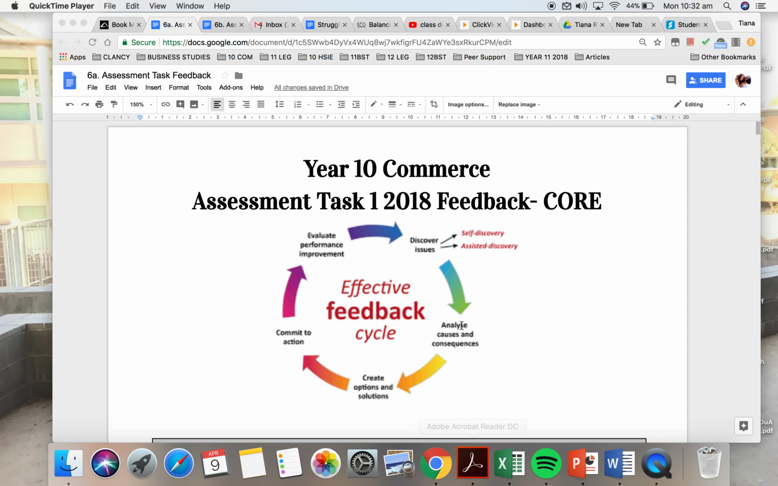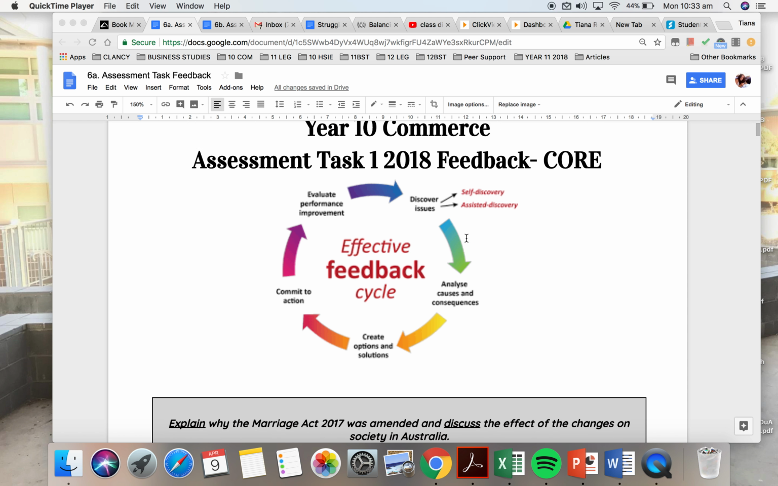And at the top of the document, so you should have your laptops down at the moment, if you can see on the screen, it tells you what the effective feedback cycle is. So we start at this point here where we discover the issues, okay, the issues that you might have in your writing, that you might have in your content, or using examples. And that might be self-discovery, where you can see those issues or you already know or are aware of those issues. Or it might be assisted discovery, okay, where Miss and I will highlight those concerns in your response with you.